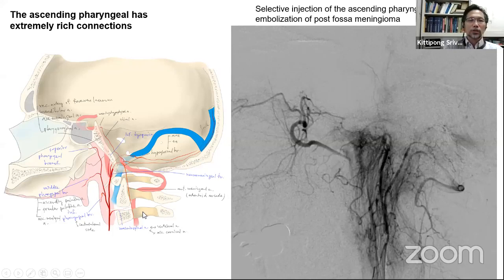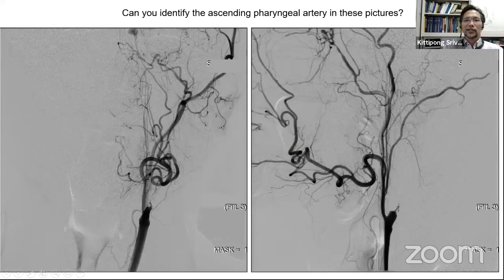I made this illustration trying to put into words all the connections, but it was so difficult to type all the connections, so I just made this in writing. That's just to tell you how many anastomoses you can see in this system of the ascending pharyngeal artery. So it's straight. It arises from the proximal part, a little bit distal from the occipital artery origin. It's quite straight, very small vessels over here.